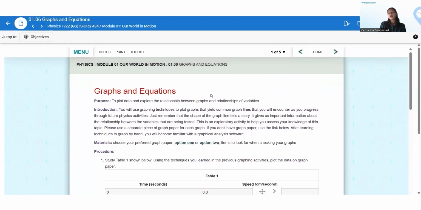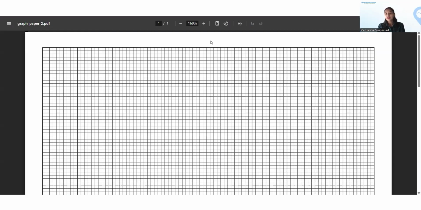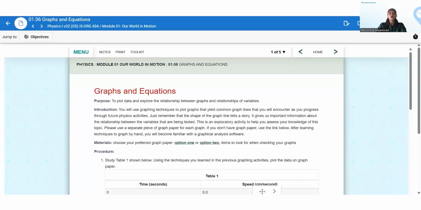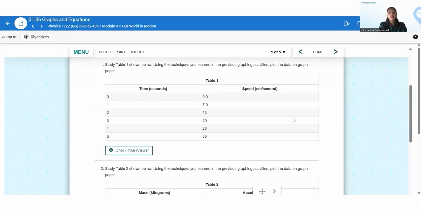So we know the basics of graphs and equations. We know how to draw one, whether we have grid line graph paper like this or dotted graph paper like this. We know that it all begins with drawing an x-axis, a y-axis, labeling them with the units of measurement. We know to choose appropriate scales separately if need be for your x-axis and your y-axis. And we know to give the graph a title after using our ruler to draw the line of best fit. Okay, rulers are your best friends when it comes to graphs.